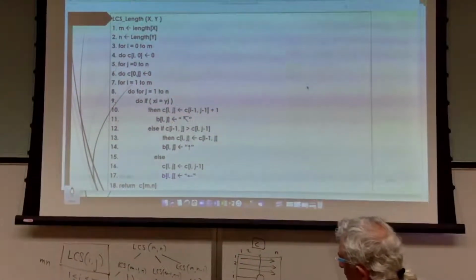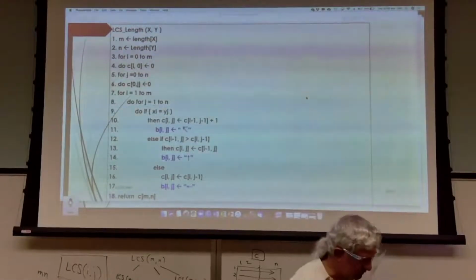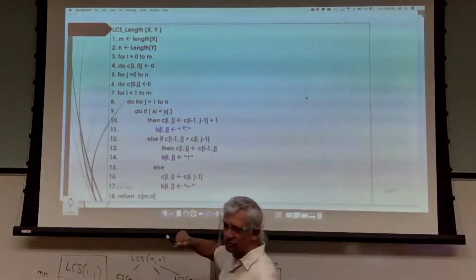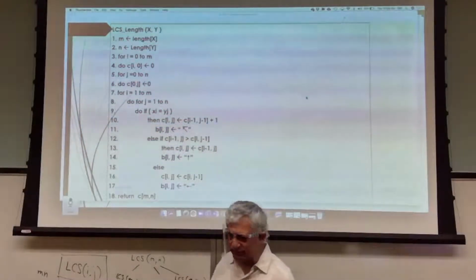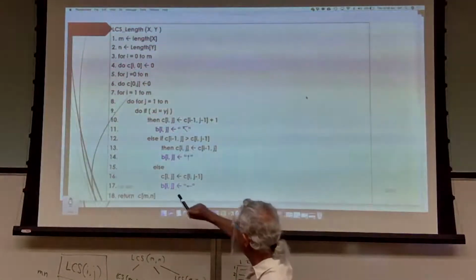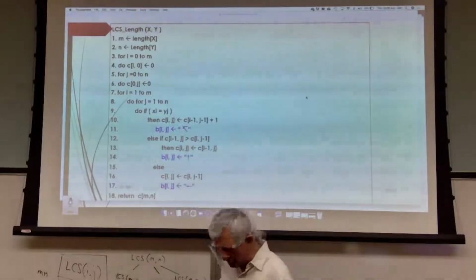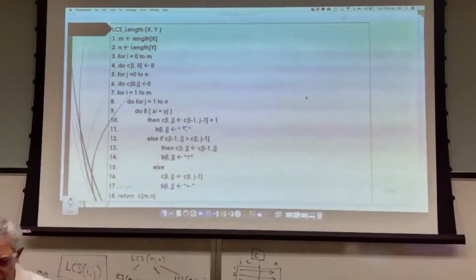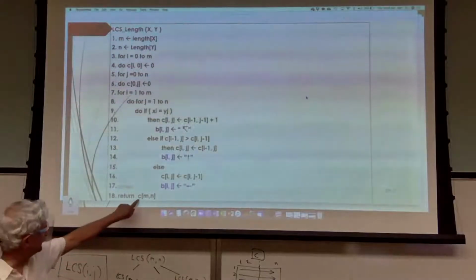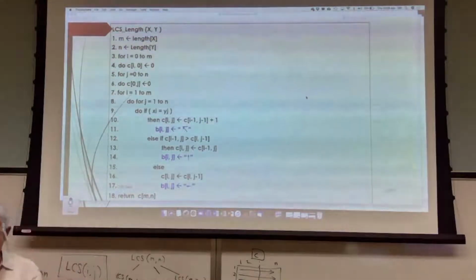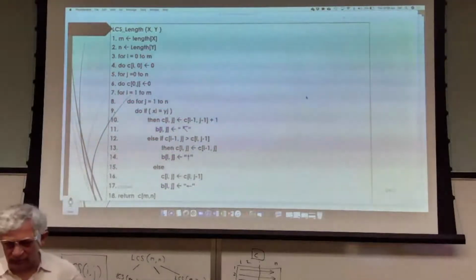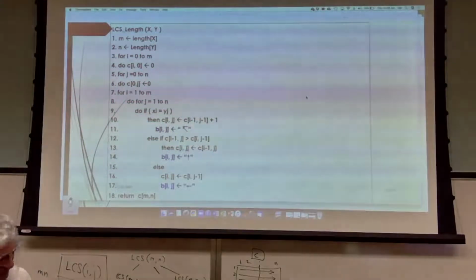Okay, so let's see what's next. Oh, yeah, so in the end, you return what is in the last row, the last column. So that's C of m comma n. So I haven't told you what this B is, and you probably know this by now. The array C only keeps track of the length of the longest common subsequence. It doesn't tell you what the longest common subsequence really is.